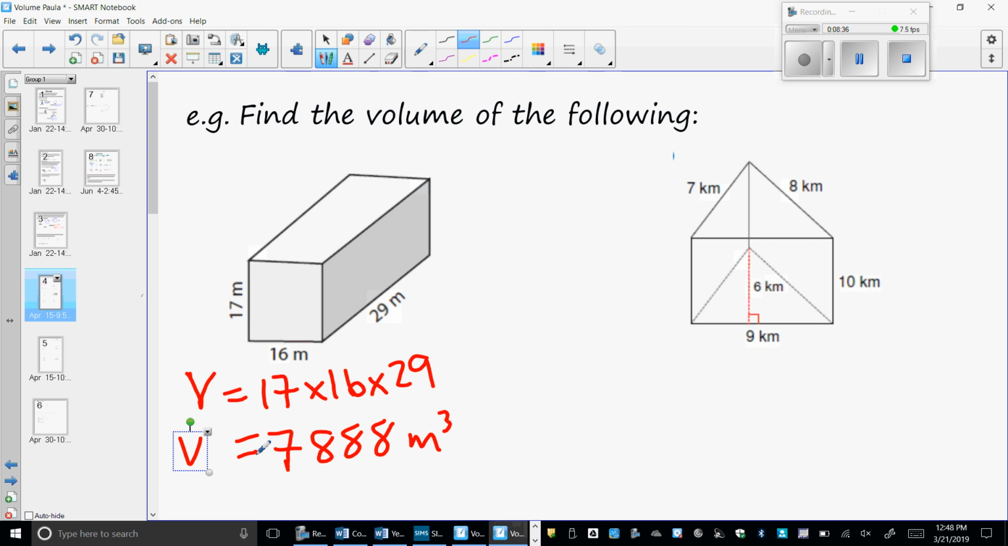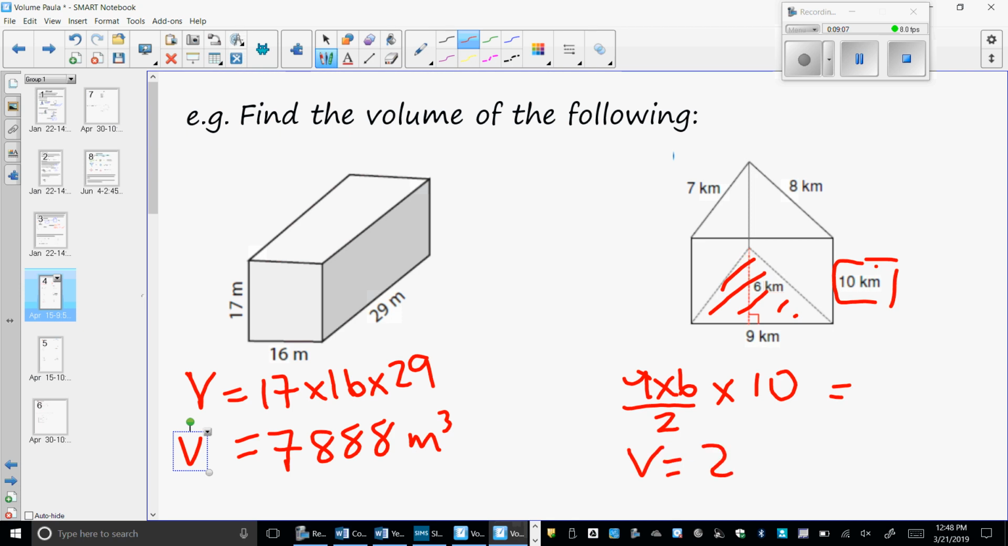Right, this is a triangular prism, so we need to find the area of this end face here. So that would be 9 multiplied by 6 divided by 2. And then the distance between those faces is this value here, so that would be the 10 that we then need to multiply by. So we've got 9 multiplied by 6 divided by 2, and then we're multiplying that by 10. Gives us 270. And this one happens to be in kilometers, so that's kilometers cubed.